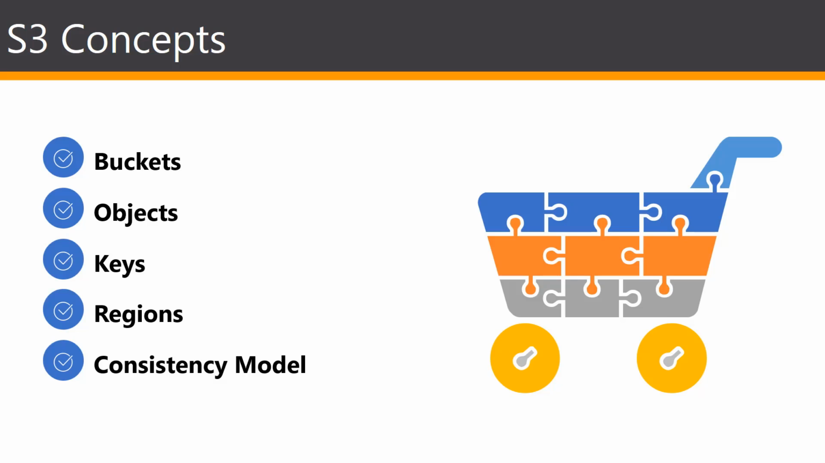Now let's look at some of the concepts within S3. First and foremost, we have something called buckets, and a bucket is a container for objects stored in S3. Now, every object is contained in a bucket. So you can think of a bucket like a folder if you're familiar with Windows Explorer.